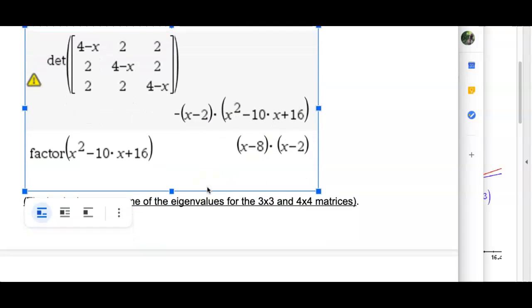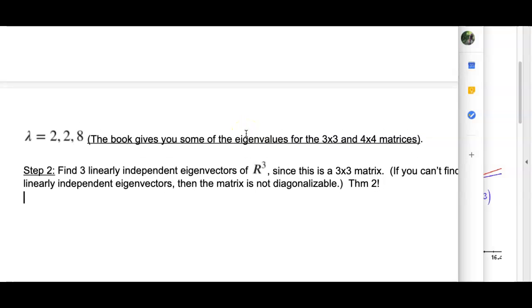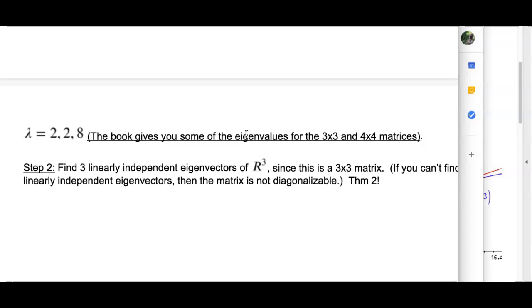So my eigenvalues are going to be 2 and 8, and 2 is going to have a multiplicity of 2. Okay? So it's 2, 2, and 8. Now the book gives you some of the eigenvalues, so you don't have to do this. So look for that little note in there that tells you where they are. Okay? So step 1 was find the eigenvalues.